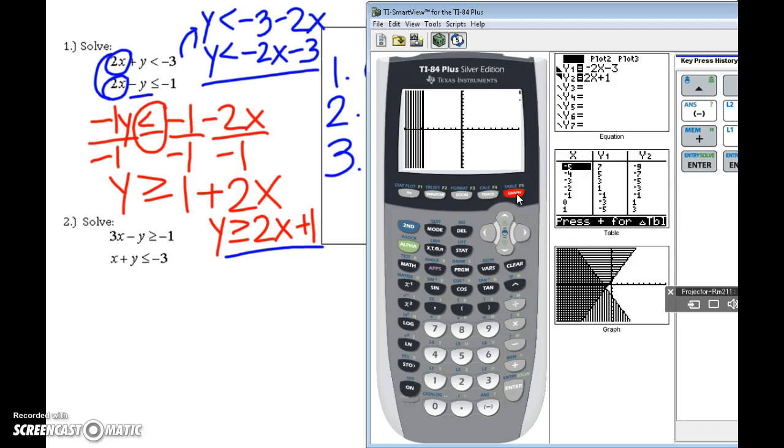And then you hit graph, and it'll shade for you. So here's my two lines. And you can see that the dual shaded region is right here. And you can pick any points from there.